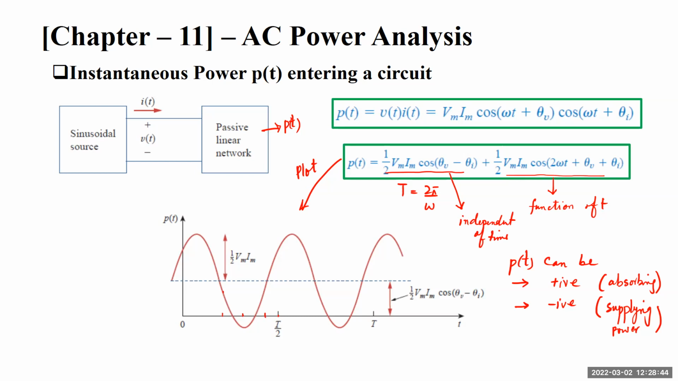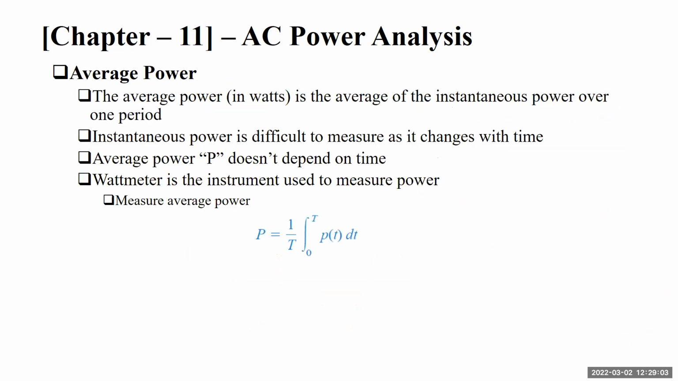So usually in our analysis of actual practical circuits, we are not much concerned with the instantaneous power. We are more concerned with the average power, and that is the power that is measured with the help of the watt meters we have in our networks. So now what exactly is average power? Average power is the average of the instantaneous power over one time period.